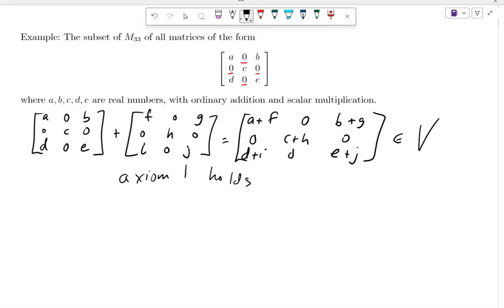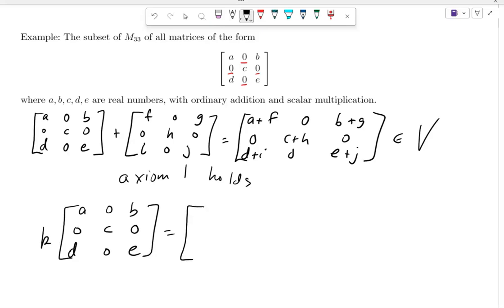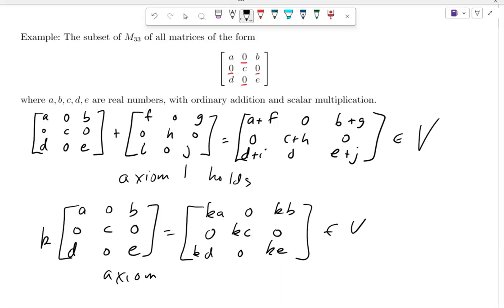What about the scalar multiplication? I'll use a K since I've got a C up there. If I do the scalar times the matrix, what do you end up with? Ka, 0, Kb, 0, Kc, 0, Kd, 0, Ke. Is that back in the vector space? Does it have the right form? Do you see zeros in that diamond pattern again? Yeah, so it's back in there again. So axiom 6 holds, right? So 1 and 6 hold for the closure.